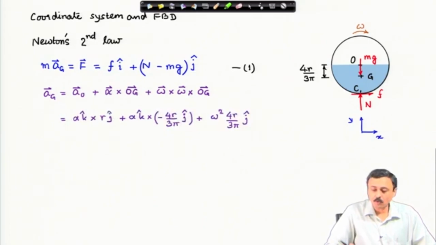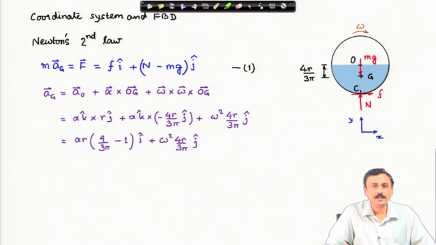Acceleration of O is nothing but alpha cross the radius vector. This we had also discussed: alpha k cap cross r j cap. OG vector I can write, and omega vector and OG vector, everything is known. Therefore, I can represent acceleration of point G. This is the final expression of acceleration of point G.